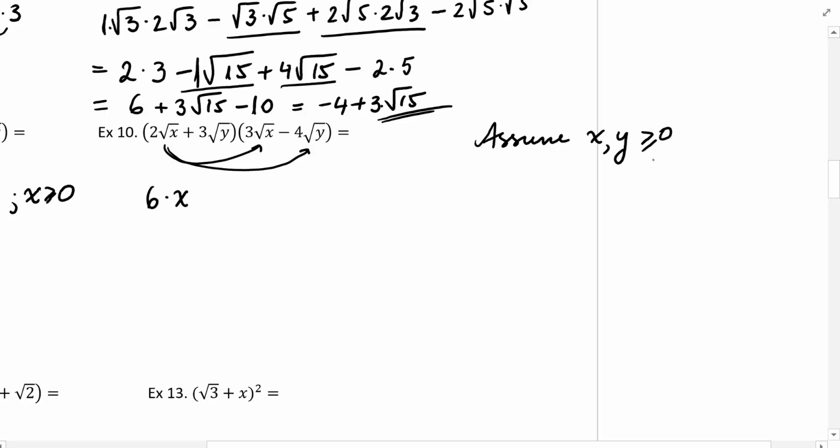So we did the first one. Minus 2 times 4, 8, square root of x times square root of y is square root of xy. Now let's do the second one.